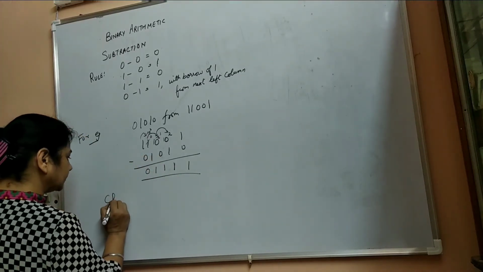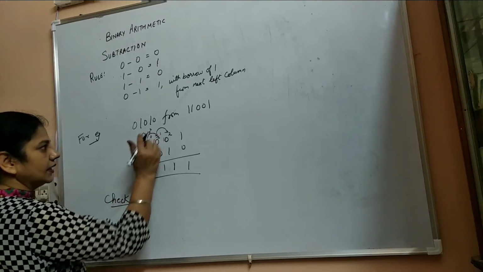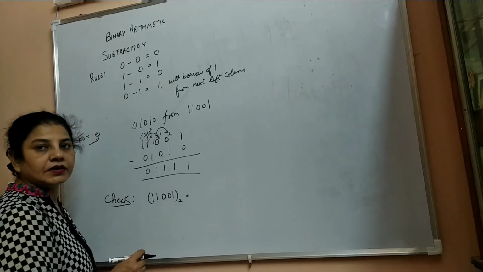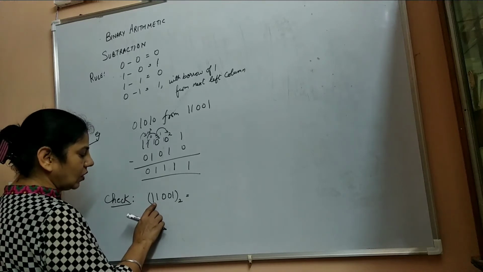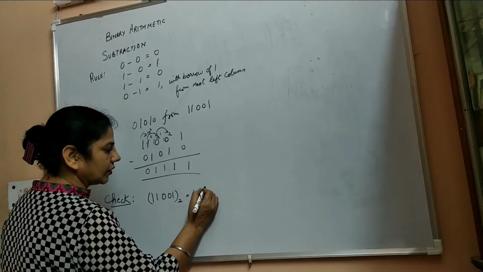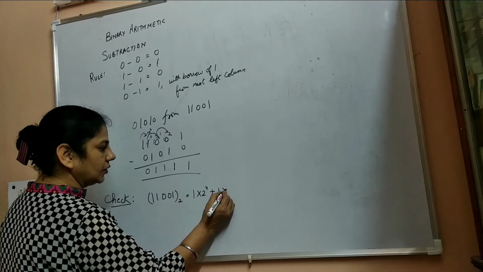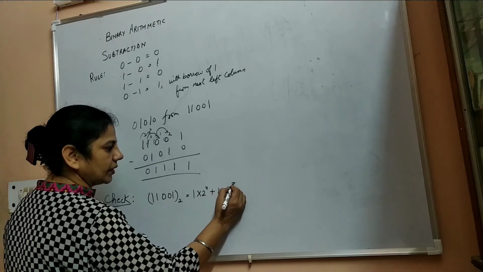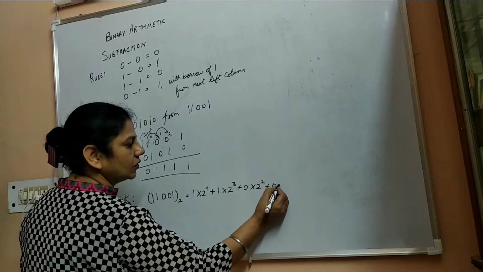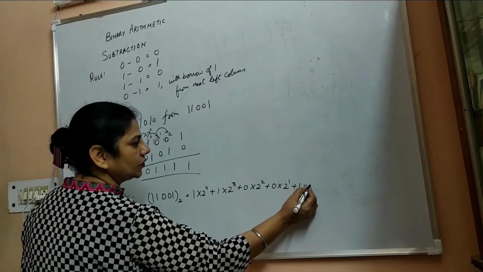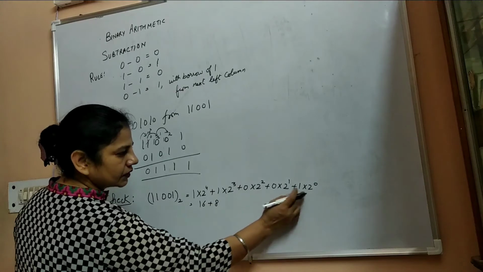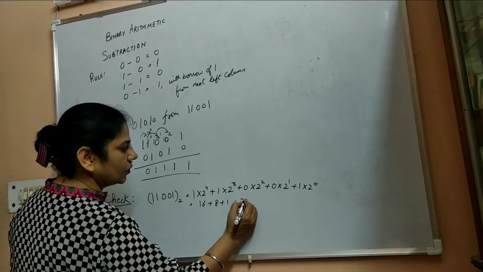Now how to check it? Check whether we have done it correctly or not. Let us see. 1 1 0 0 1 is my binary number. We convert it into decimal form. How? How many digits are there after 1? 1, 2, 3, 4. So 1 into 2 to the power 4, plus 1 into 2 to the power 3, plus 0 into 2 to the power 2, plus 0 into 2 to the power 1, plus 1 into 2 to the power 0. This whole reduces to 16 plus 8 plus 1, which is equal to 25.